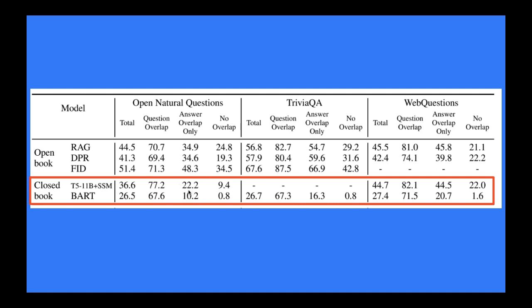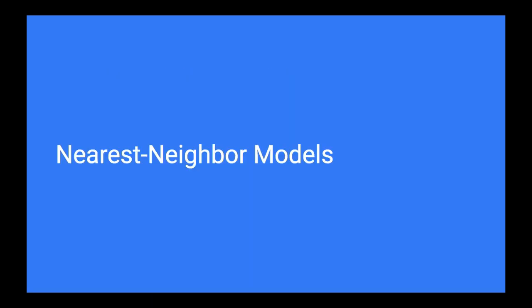And if there are no overlap questions, or answer overlap only, then the performance just drops so much. The BART model can barely answer the questions that are novel questions with novel answers. And TriviaQA also has a similar result, also drops a lot, barely can do anything in the no overlap category. Same thing goes for WebQuestions. You see so much inflation caused by the question overlap. In the no overlap questions, you can do barely anything, right? To compare with those sophisticated deep learning models, they also propose a very simple nearest neighbor model as a baseline.